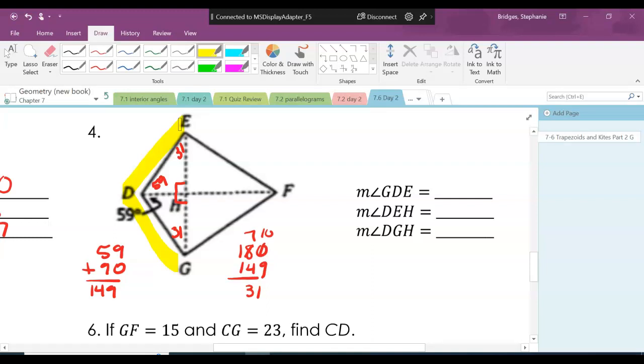Which two? What numbers? Not 31. So if I want to find this whole angle that I just highlighted, this little angle right here is 59, and that little angle is also 59. So just add those two together. We're going to add 59 plus 59. Somebody tell me what that is. Okay, so that's going to be that angle.